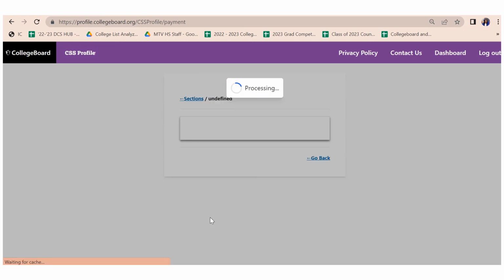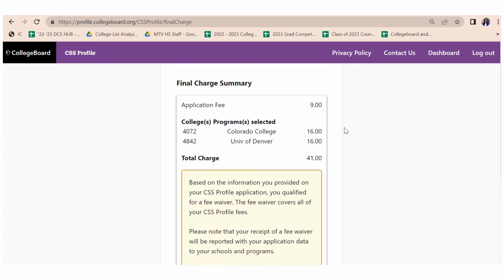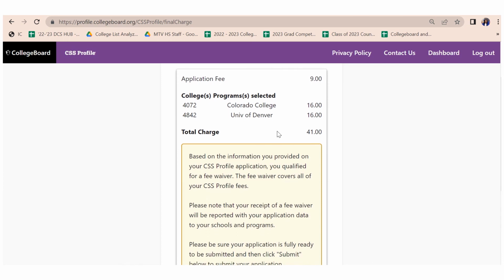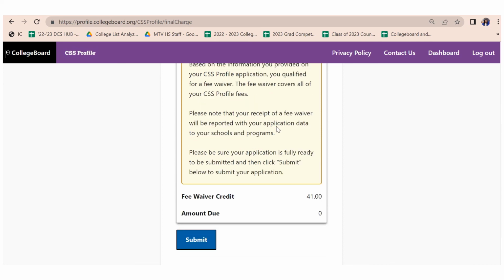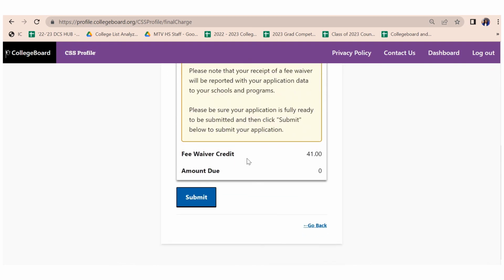You will save and continue. And again, you'll get to this part where you see the fees, that application fee, and then $16 per college that you're sending this to. In this example, the student received a fee waiver, so they are paying 0. And once you have reviewed this, you will go ahead and click Submit.